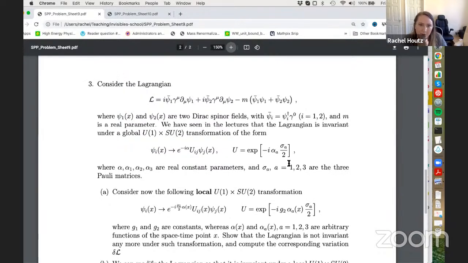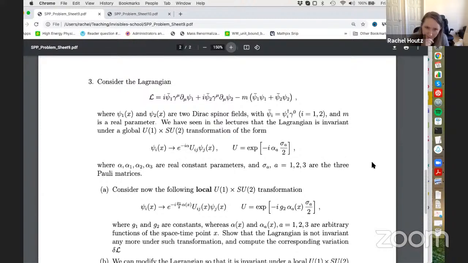I'm going to try to do problem 3. All right, so problem 3 introduces a Lagrangian. And the Lagrangian describes 2 Dirac spinor fields. So there's 2 kinetic terms here in the first 2 terms, and then a mass term here in the last set of terms. And they tell you the definition for a conjugate Dirac spinor, which is psi bar is psi dagger times gamma naught, where gamma naught is one of the gamma matrices, one of the Dirac matrices, and M is a real parameter.